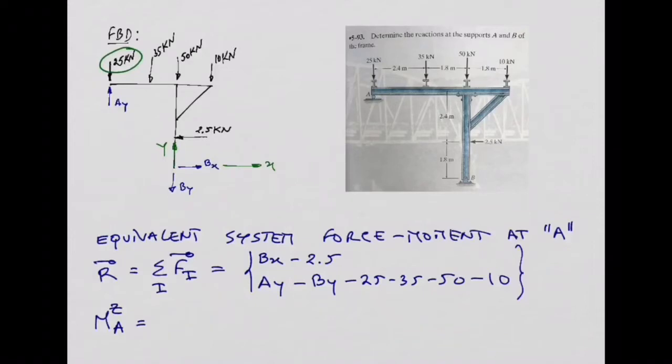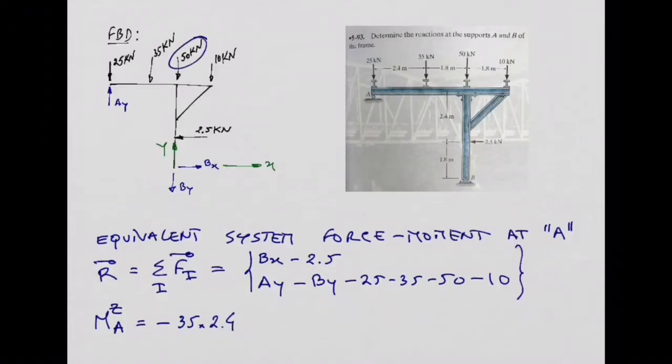This 25 kilonewtons here, does it produce any moment about point A? No. What about Ay? Does it produce any moment about A? No. What about this 35 kilonewton? Yeah. So is that moment positive or negative? Negative. It's going to be clockwise, right? So we can say minus. So how much is the moment? 35 times 2.4. Yeah, good.